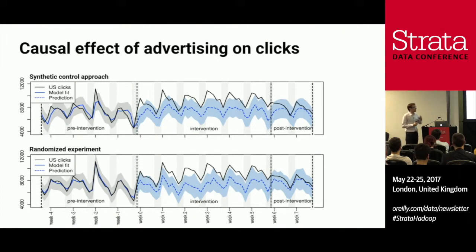This means that the bottom plot is based on a randomized experiment where you've held out half of your market from your campaign. The top plot doesn't need that. You can target your entire market. Yet you arrive at the same conclusion, showing the potential that synthetic control methods have.